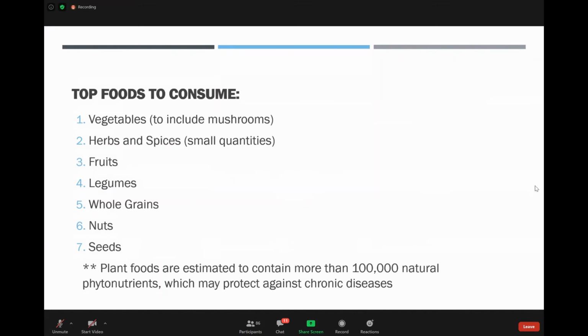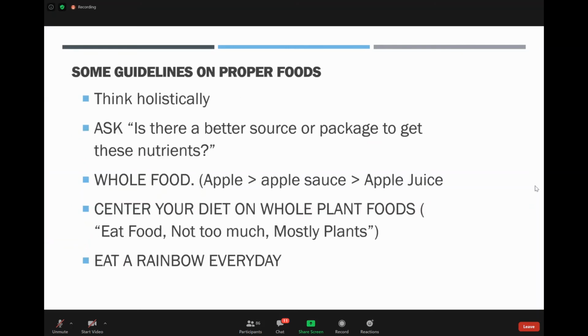Okay? And then this one, we have to have this one. You have to have this one, your herbs and spices, your fruits, your legumes, your whole grains, your nuts and seeds, because these foods are rich in phytonutrients, no? And then they can protect you against your chronic diseases. And then you can also give your vitamins and minerals, no? So ito po, now we have to think holistically. Ask, is there a better source or package to get these nutrients? It should be a whole food.